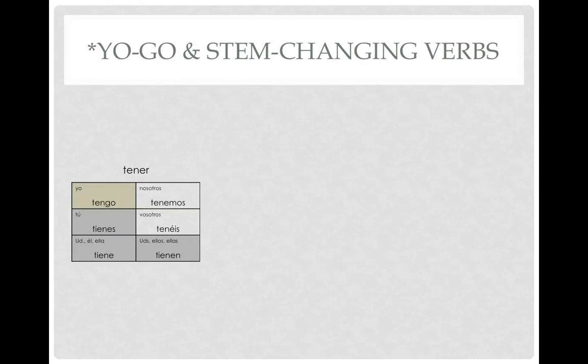The first one you have is tener. If you see, it is a yo-go, so we have tengo in the yo form. But it's also a stem changer. It's an E to IE. So we conjugate in that boot: tienes, tiene. The nosotros and vosotros do not stem change, so tenemos, tenéis. And then back in the boot we have tienen.